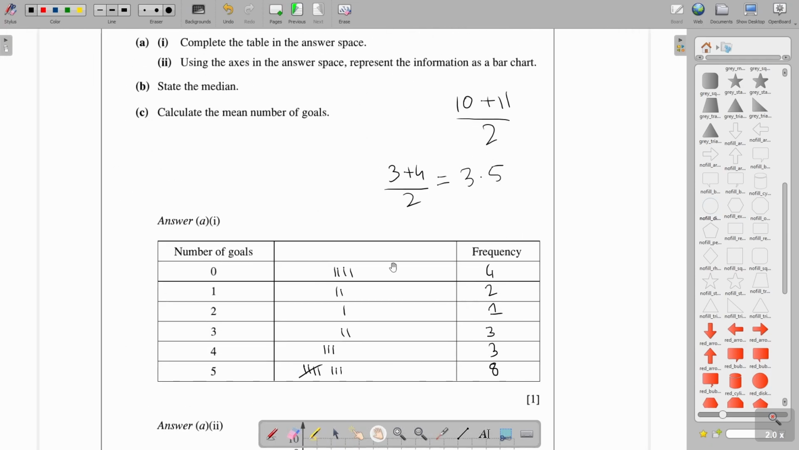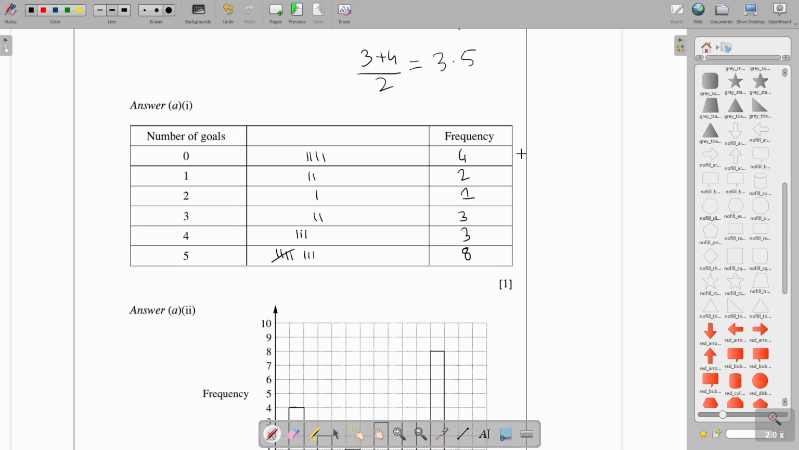And then the mean, which is part C, calculate the mean number of goals. We need the cumulative frequencies. So 4 times 0 is 0, 2 times 1 is 2, 1 times 2 is 2, 3 times 3 is 9, 3 times 4 is 12, and 8 times 5 is 40. And now I add all of these together. 2 plus 2 is 4. 4 plus 12 is 16. 16 plus 9 is 25. 25 plus 40 is 65.